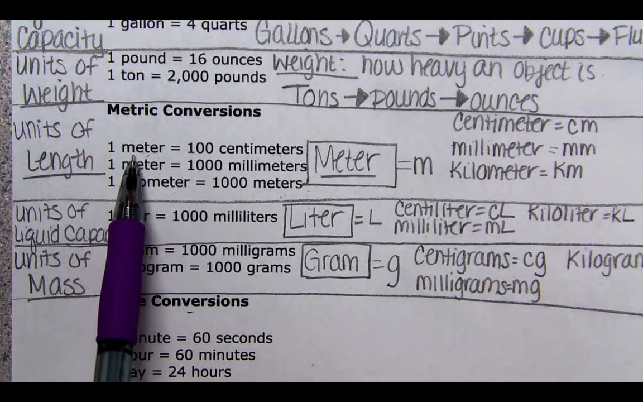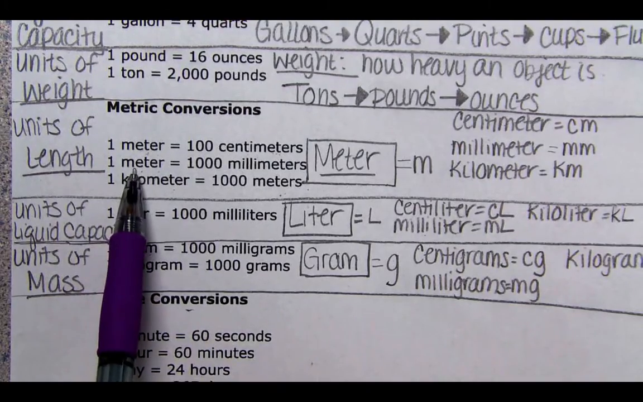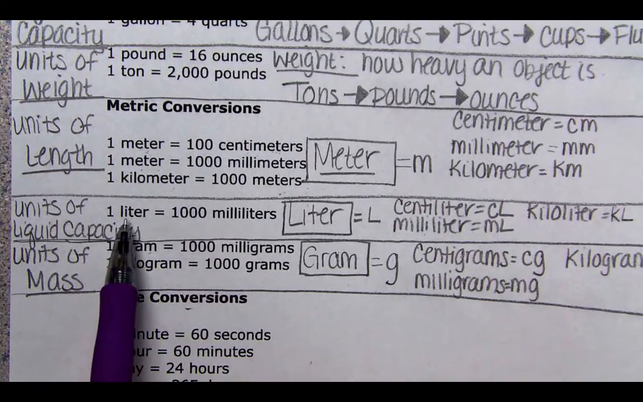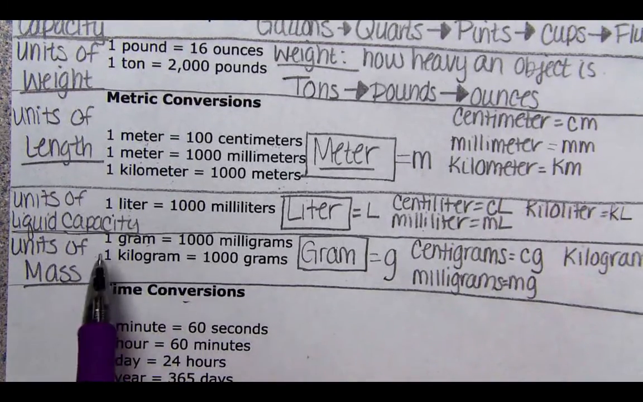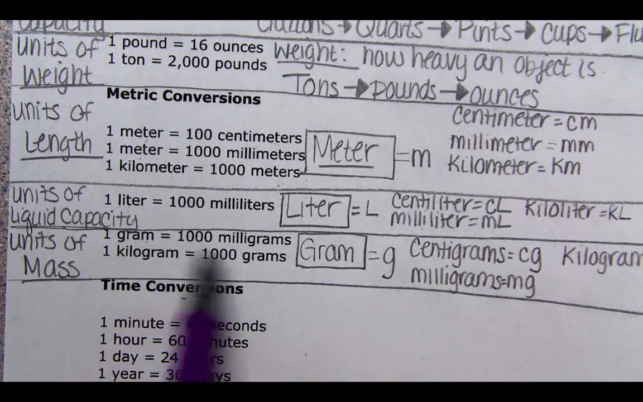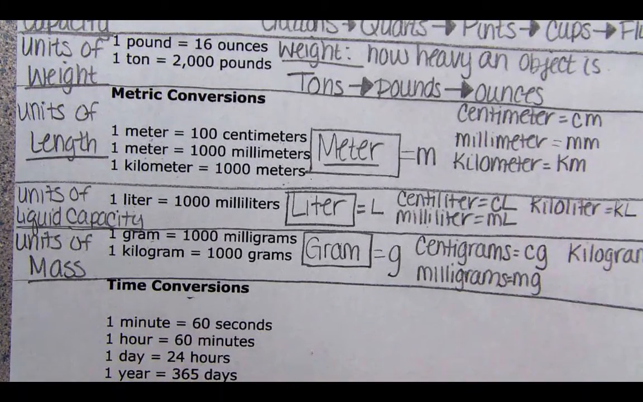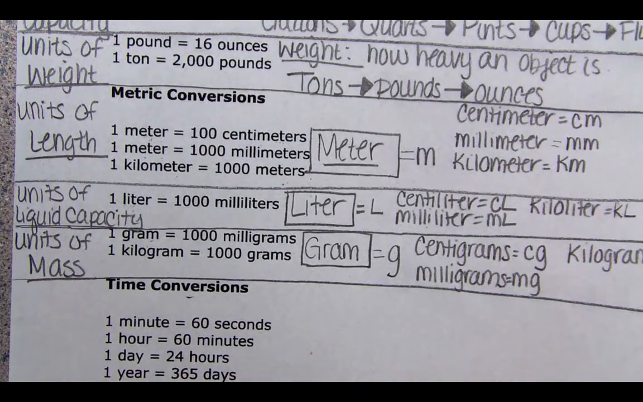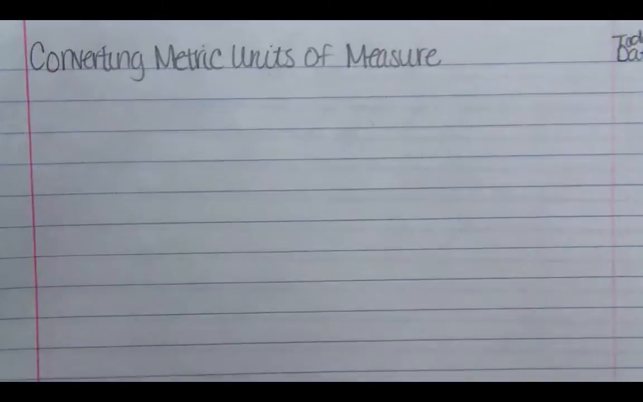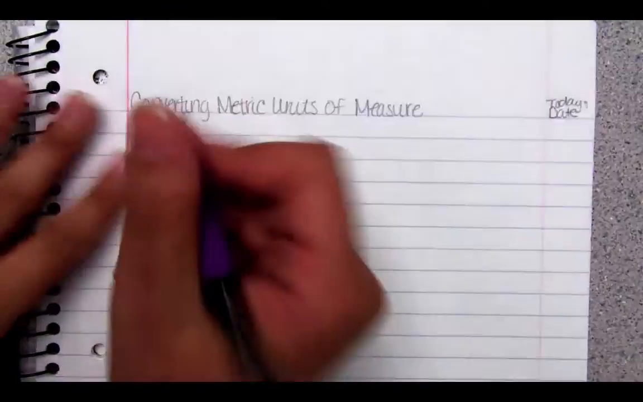So the base here is meter. 1 meter is 1,000 millimeters. 1 liter, here's the base, is 1,000 milliliters. And 1 gram, that's the base, is 1,000 milligrams. So are you seeing that pattern there? These prefixes mean something. Okay, so multiplying and dividing by 100, 1,000, that's easy because we just move those decimal points back and forth, don't we? Let's go ahead and start solving some problems. Pull out your math notebooks, set your math notebook up to look just like mine, and let's get started.